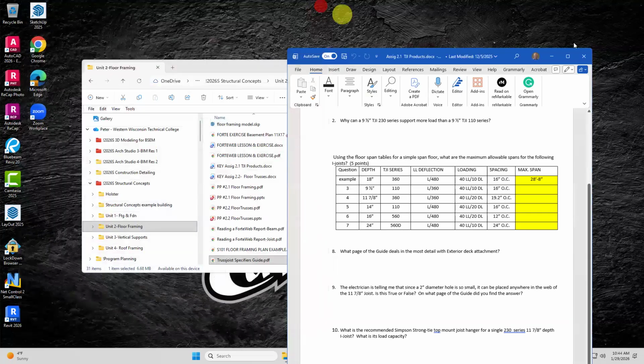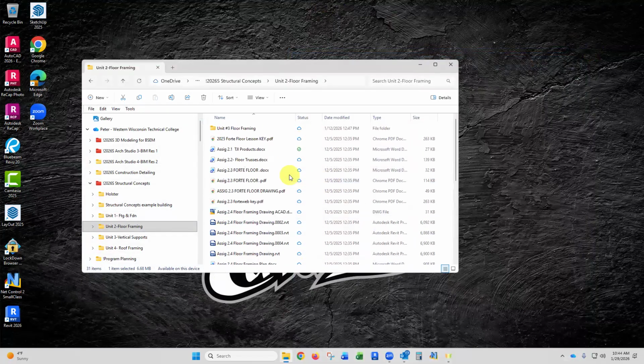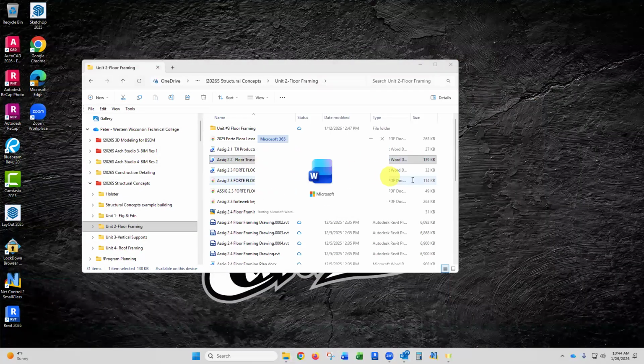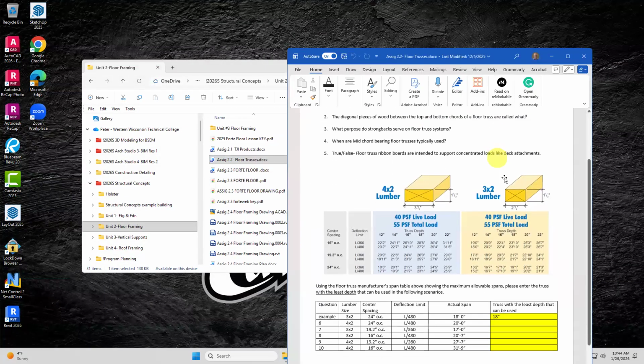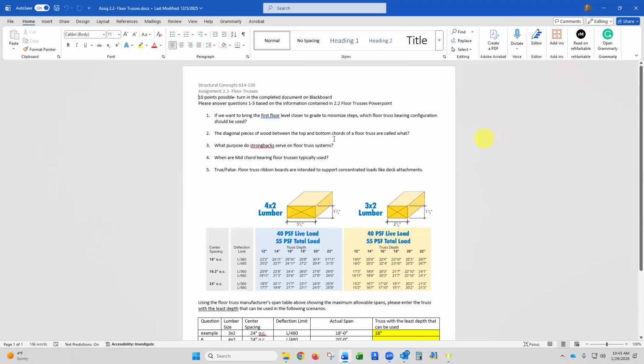Let me show you the second assignment. Second assignment relates to trusses. So let's find that one. In this one, I actually took the span chart for a truss and I didn't make you look through the whole thing. I just cut it and pasted it into a Word document. So based on my PowerPoint, all these answers are directly out of my PowerPoint.